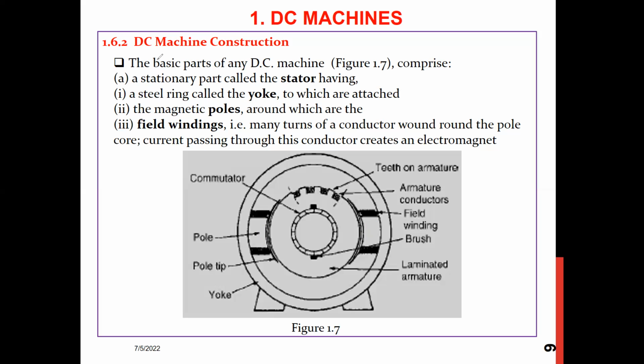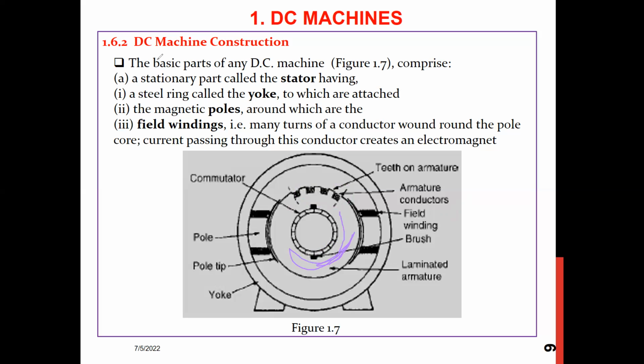This is just the structure of a DC machine. We have the teeth. These are the teeth on the armature. These are the armature conductors, the black ones. In the teeth are the armature conductors. Then we have field windings. Then we have the brush. Then we have the laminated core.